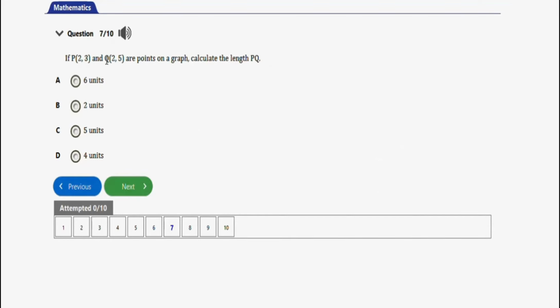It says if this and this are points, calculate the line PQ. So we are looking for the distance basically. As usual, this is our x1, these are y1, this is 1 guys, then these are x2, this 2, these are y2. So let's punch this now on the calculator.